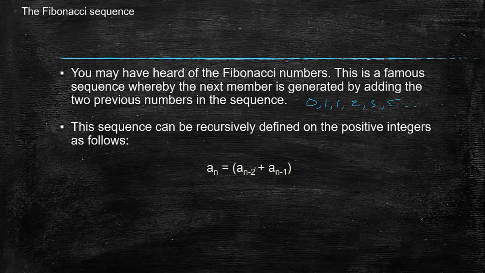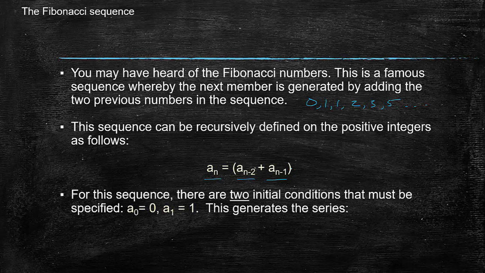So this sequence can be recursively defined on the positive integers like this: a sub n equals a sub n minus 2 plus a sub n minus 1. So there's two initial conditions that must be specified: a sub 0 equals 0 and a sub 1 equals 1, and this of course generates that sequence.